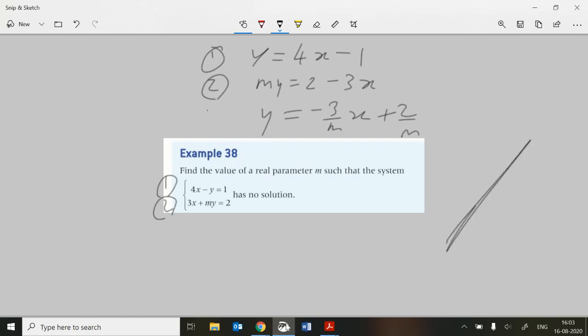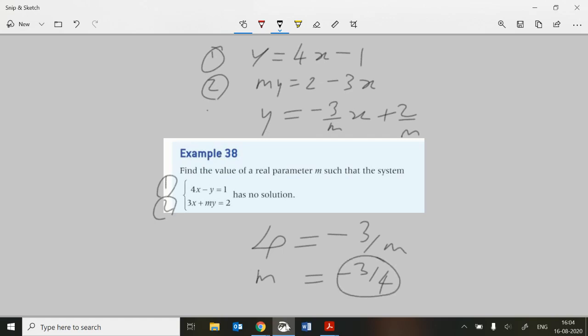then either they're going to have two lines which are on top of each other, which means that there are infinitely many solutions, or when they're parallel, they're going to have no solutions at all. So when are they parallel? Well, we know that the first gradient is definitely 4, and the second gradient is minus 3 over m. So what we could do is we could say 4 equals minus 3 over m, and so m is equal to minus 3/4 again.